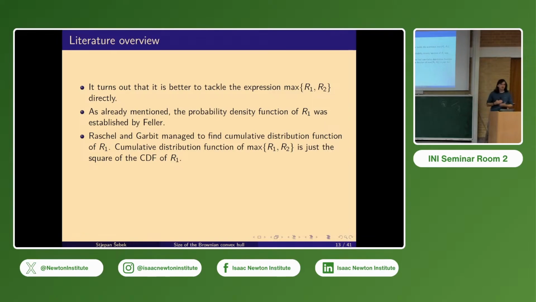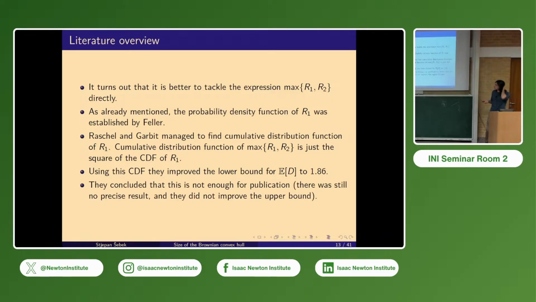Using the same relation, Raschel and Garbit managed to find the CDF of the range of one-dimensional Brownian motion. Again, they had to do some numerical analysis, but they had an expression for the CDF, and using it they improved the lower bound all the way up to 1.86, which was a significant improvement. But they thought that since they didn't improve the upper bound, it's probably not worth publishing, so they also didn't send it anywhere.